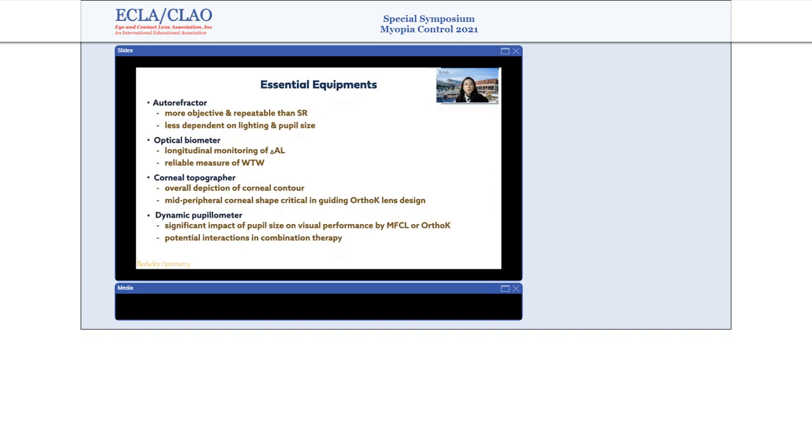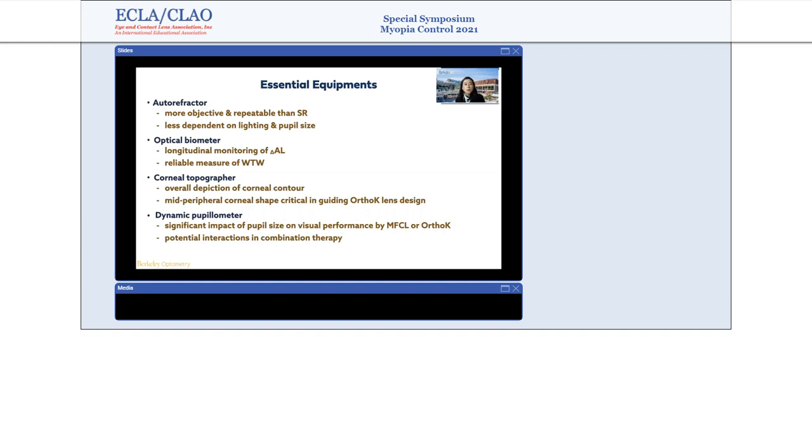There are 4 types of equipment that I think are critical in successful and reliable management of myopia in the long run. The first type is the autorefractor, and they're fast, convenient, and a lot more objective and repeatable than subjective refraction, as well as retinoscopy, especially in the pediatric population.